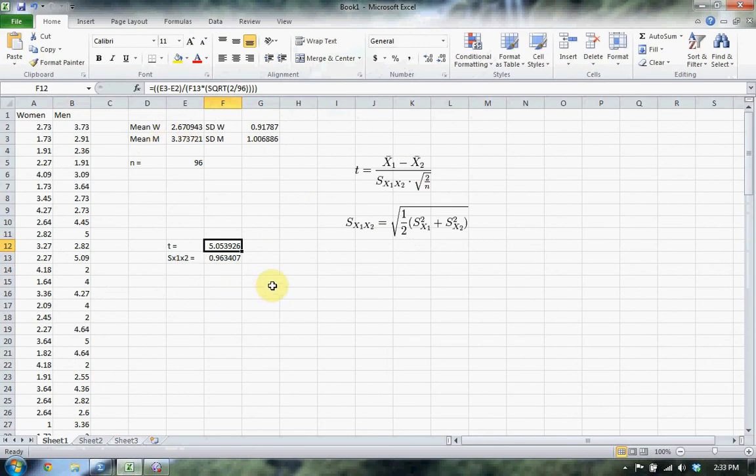Now our degrees of freedom for this particular test are N minus 1, so our degrees of freedom would be 95. And I do believe if you look that up on a critical t-value table, it would show that we have a significant difference among the means, which makes sense because the difference is quite large.